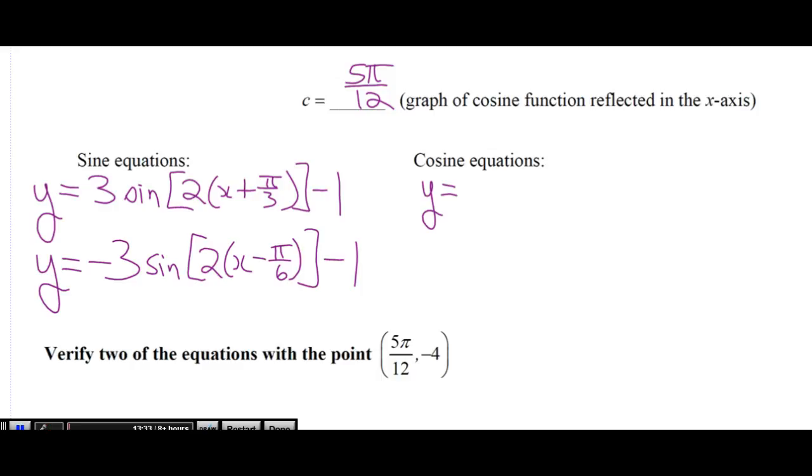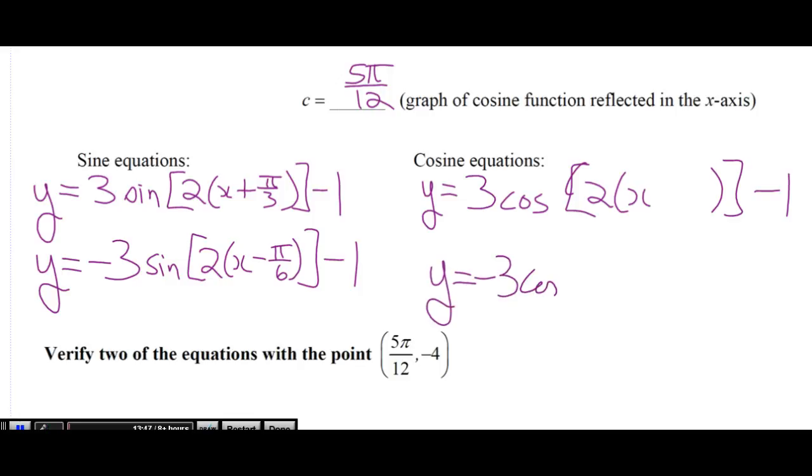Cosine equations. Y equals 3, so the positive cosine. So 3 cos square bracket 2 bracket x. Here, I'm going to fill this in. Y equals negative 3 cos 2x. Right? Because A, B, and D are the same, right? Except A here is positive and A here is negative, and then 2. Okay, so for cosine, it's going to be plus pi over 12. And for a reflected cosine, minus 5 pi over 12.